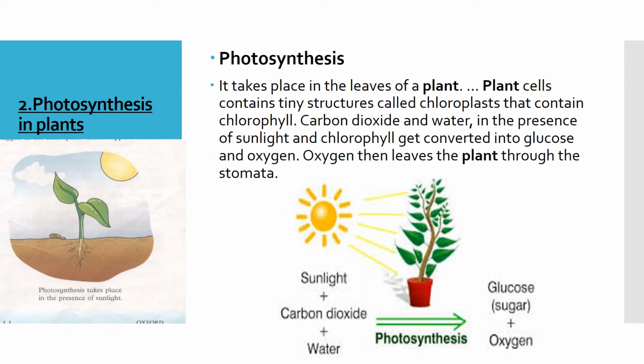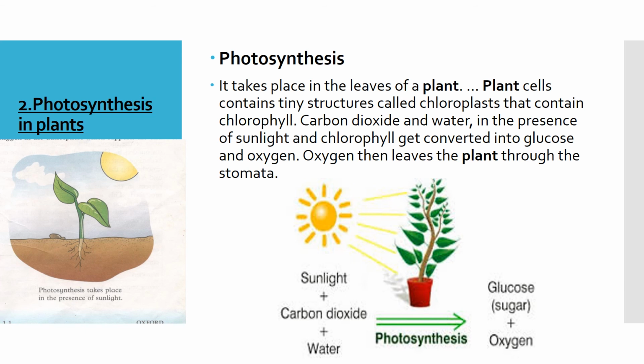The next is photosynthesis in plants. Photosynthesis means plants make food. It takes place in the leaves of the plants. Plant cells contain tiny structures called chloroplasts that contain chlorophyll, and carbon dioxide and water in the presence of sunlight and chlorophyll get converted into glucose and oxygen.